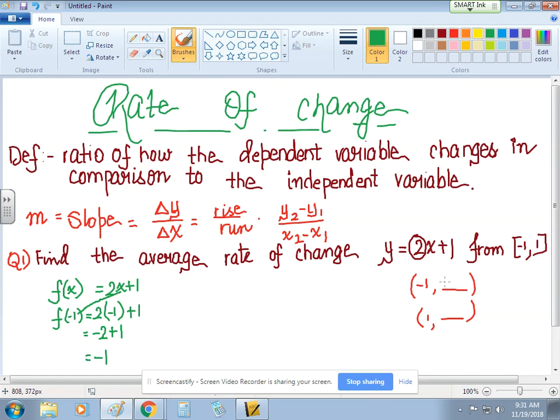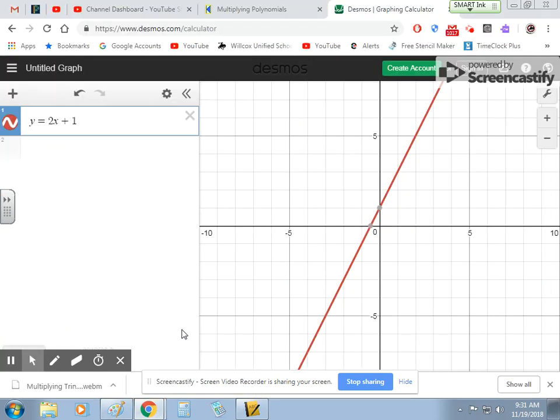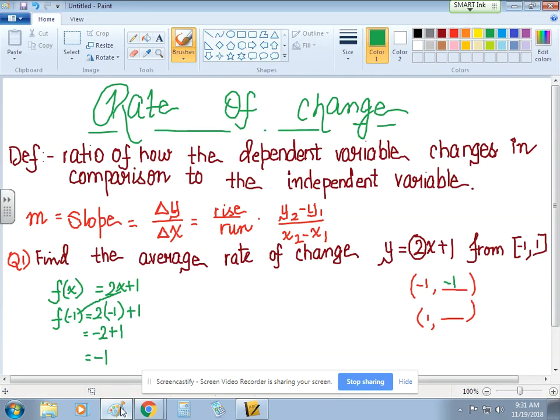That means (-1, -1) is a point on my graph. Let us check if it really is. So you can see right here, (-1, -1) is a point on my graph, which I can use to find the slope or average rate of change.